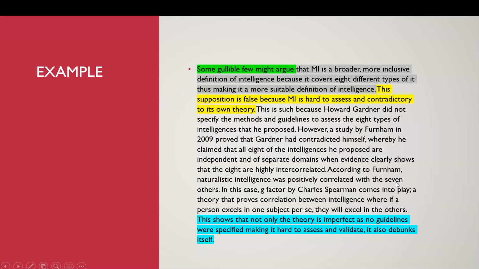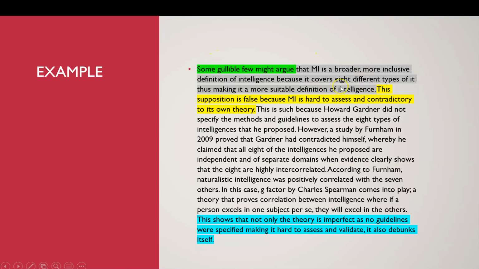Let's look at an example. What I mentioned earlier, the signaling phrases. That means you need to signal that this is the opponent's main idea or the opponent's idea. So we can use "some, although few, might argue" to signal that this is the opponent's idea. That MI is a broader, more inclusive definition of intelligence because it covers 8 different types of it, thus making it a more suitable definition of intelligence.